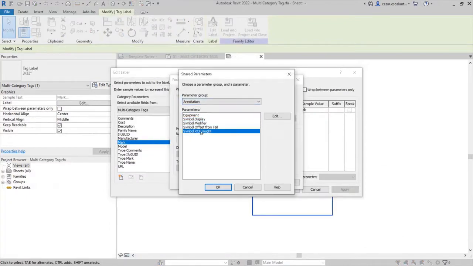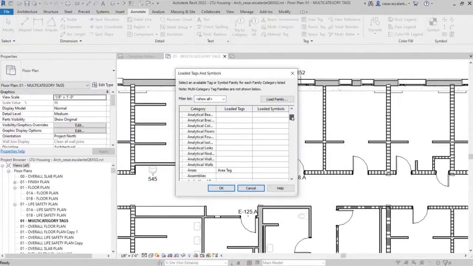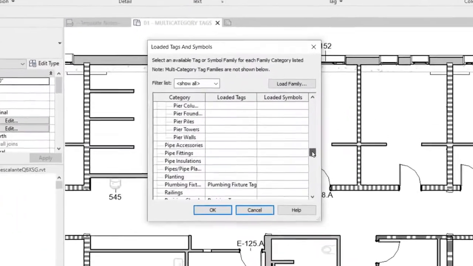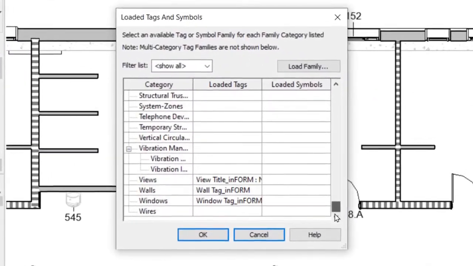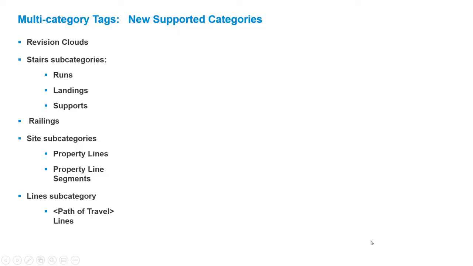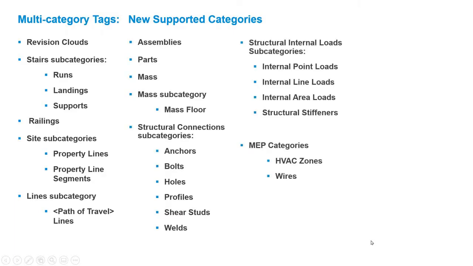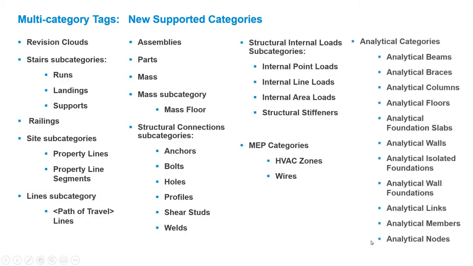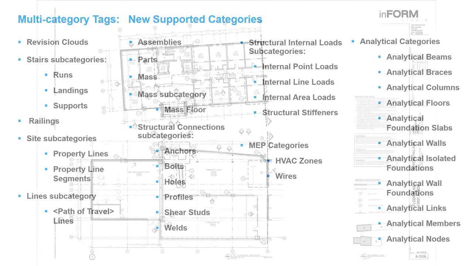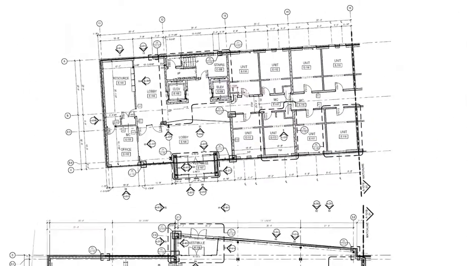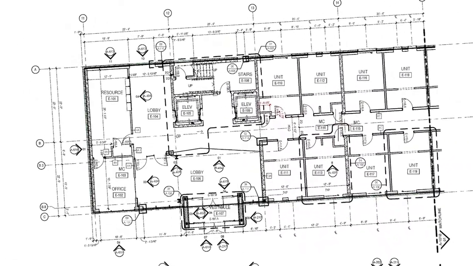In Revit 2022, this feature has been extended to support all existing taggable categories, including subcategories for stairs and structural connections, structural internal load categories, analytical categories, and much more. This feature improves efficiency when tagging elements across multiple categories in Revit 2022.